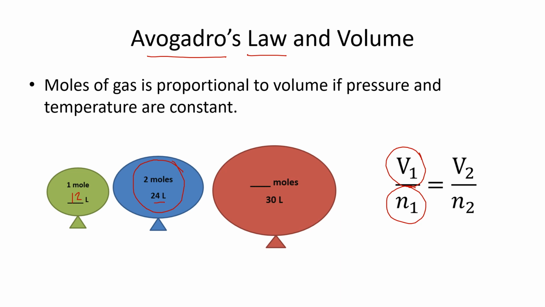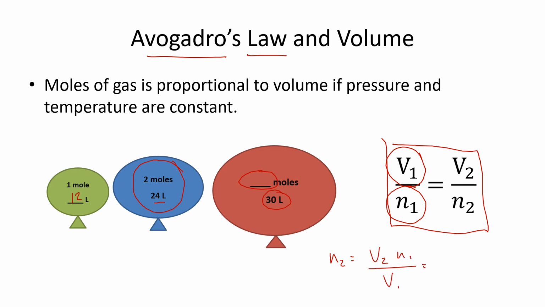And then if we have 30 liters, how many moles would that be? Well, you can use this relationship. It's pretty intuitive, but if you want to work it out using the relationship, or if you have something that isn't as obvious, you can say n2 equals V2 times n1 divided by V1. And so our V2 here is the 30 liters. Our n1 is the 2 moles, and our V1 was 24 liters.